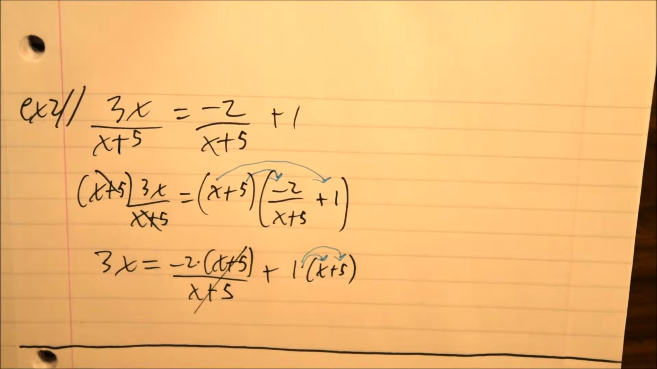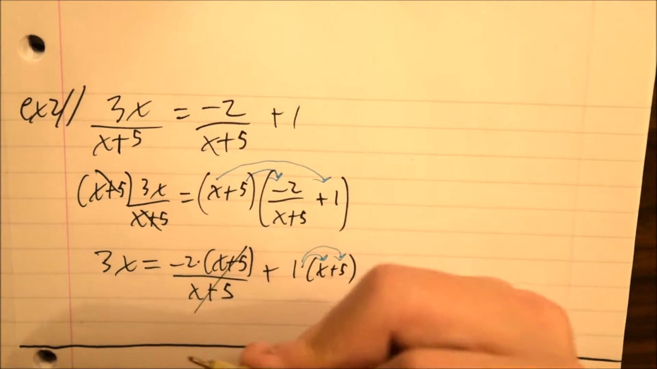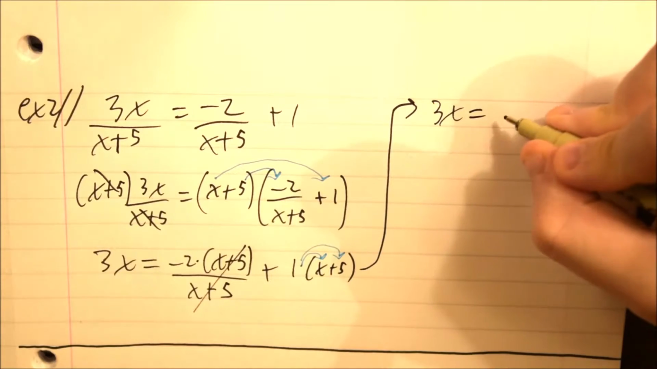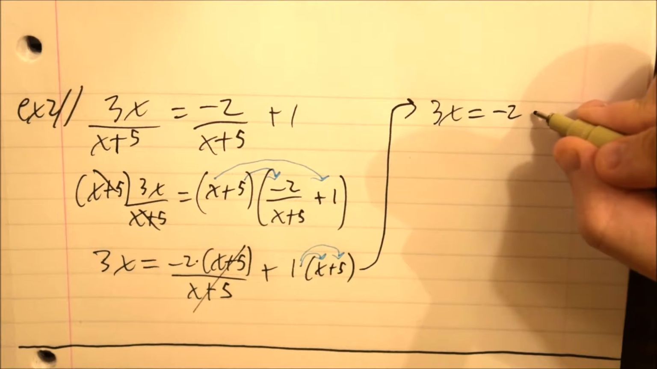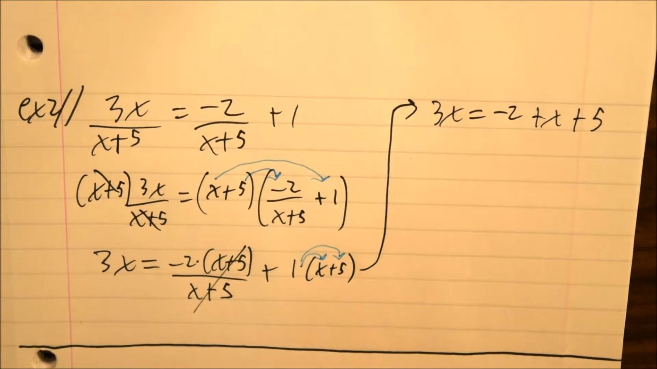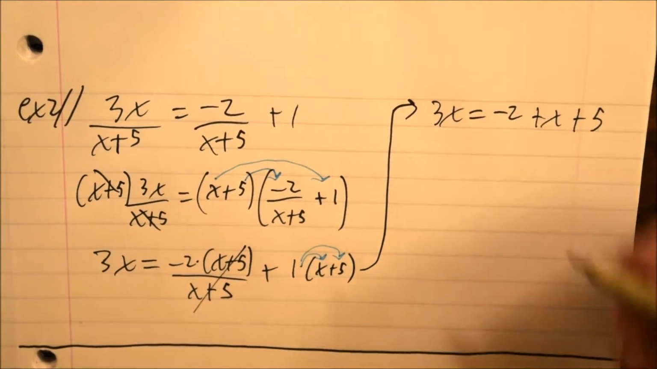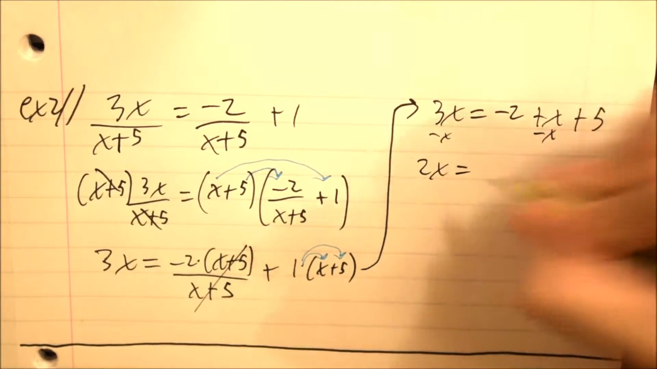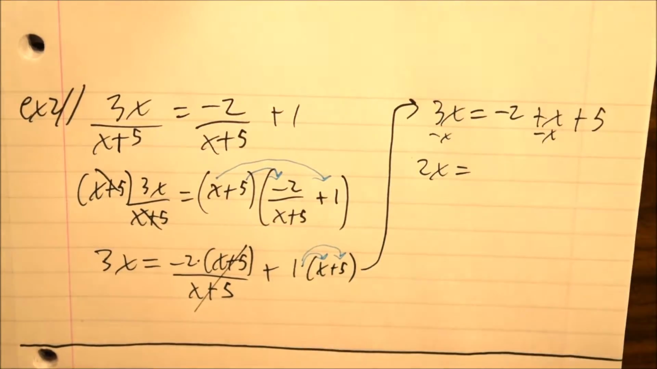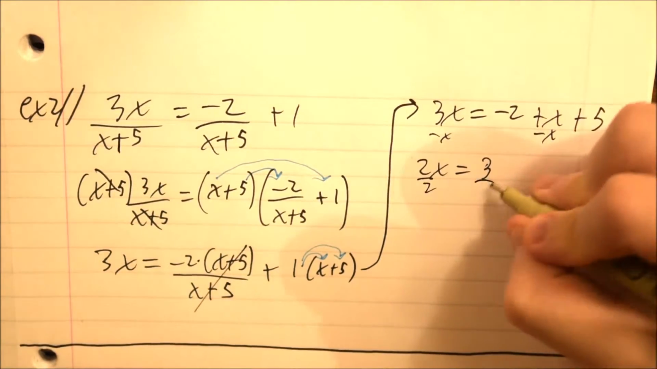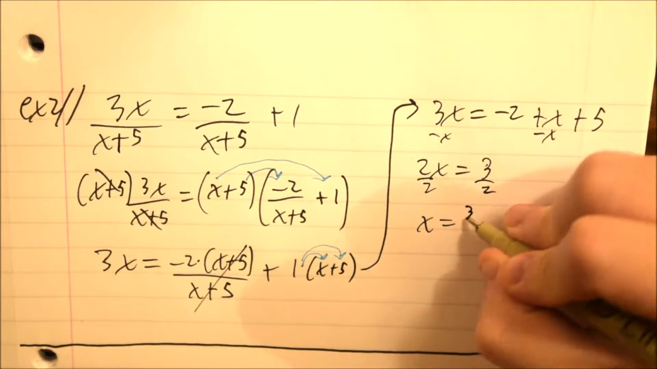And when I do that, I get 3x equals negative 2 plus x plus 5. Now, if you watched my other video solving linear equations, this is just a linear equation now. So I'm going to subtract x from both sides and get 2x equals negative 2 plus 5, which gives me a positive 3. Divide both sides by 2. I get x equals 3 over 2.